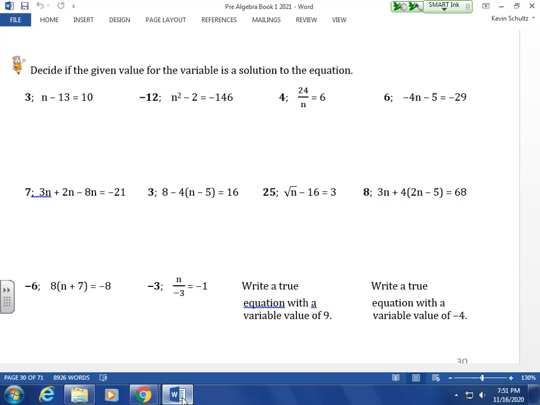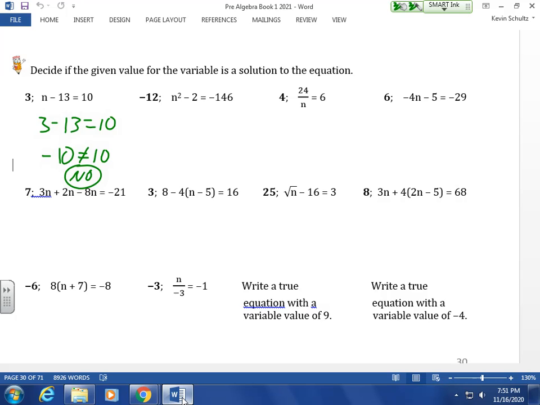So we did the first one in class together. Basically, the directions for this assignment are to plug the given value for the variable into the equation and see if it works. If n is 3, does n minus 13 equal 10? And 3 minus 13 is negative 10, which is not the same as positive 10. So that first one, we got an answer of no.